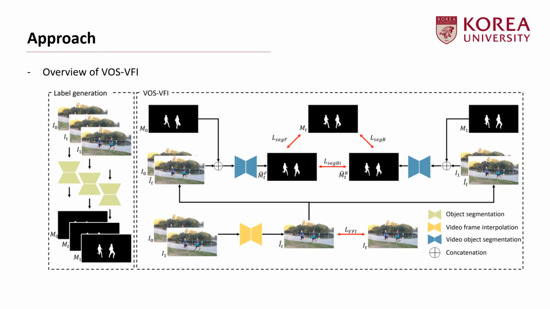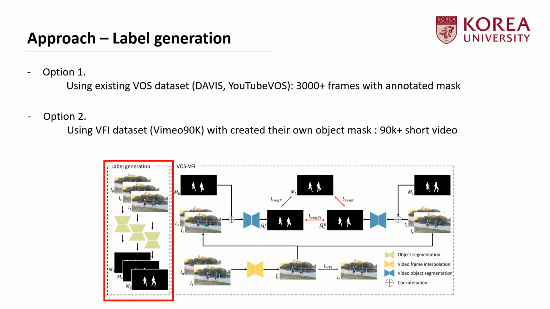Here's an overview of our method, consisting of label generation and training parts. Our approach is applied only during training, so it does not depend on a specific VFI model architecture and maintains test time complexity. To perform video object segmentation, we require RGB frames and their corresponding annotated masks.